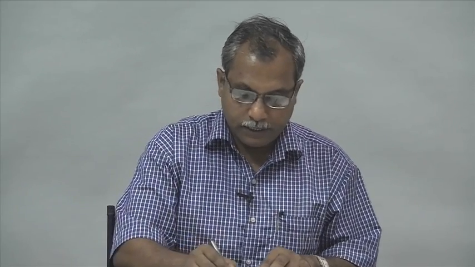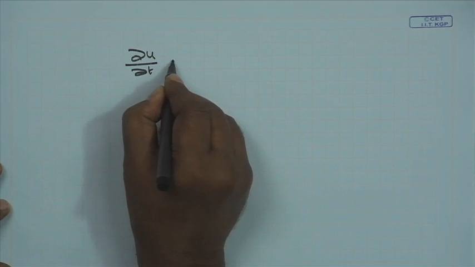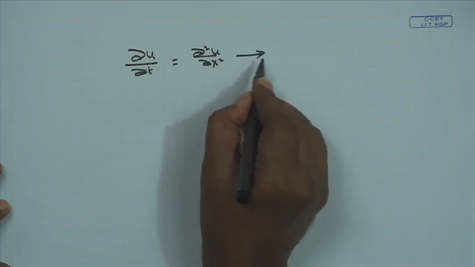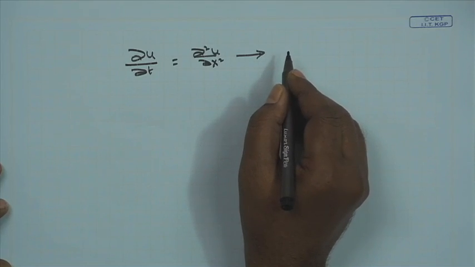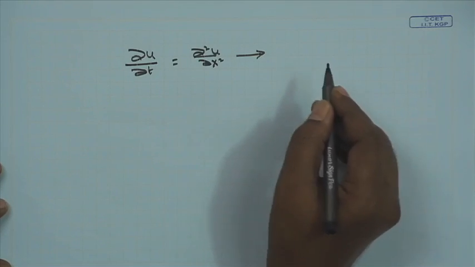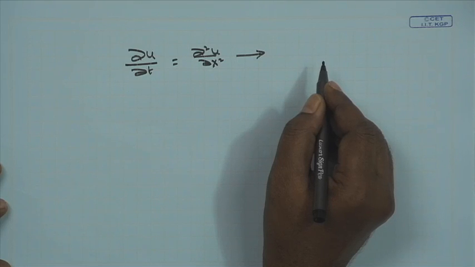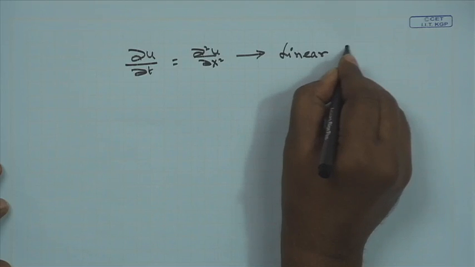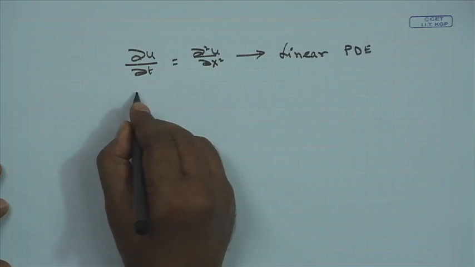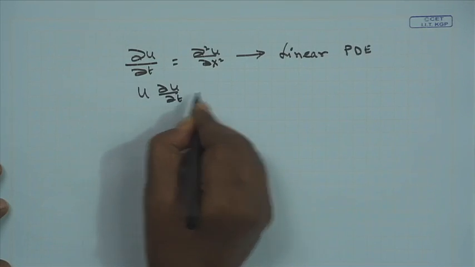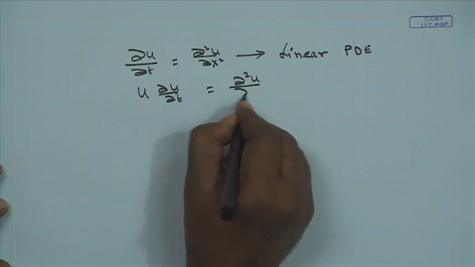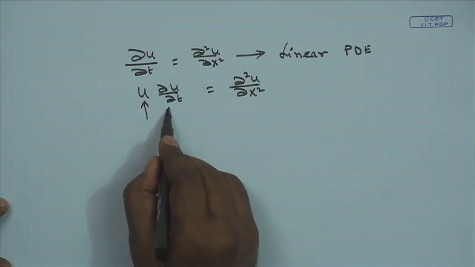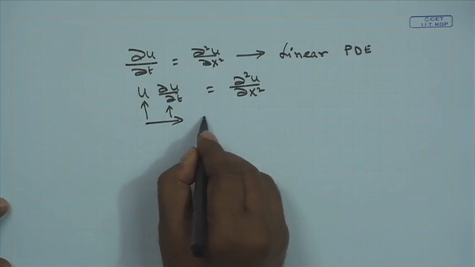Let us say del u del t is equal to del square u del x square. This equation does not have any multiplication with a term like u del t or del u del t del square u del x square, something like that. So, it is a linear partial differential equation, say linear PDE. Now, u del u del t is equal to del square u del x square. In this equation there is a multiplication of the dependent variable and its derivative. So, this makes the equation nonlinear.